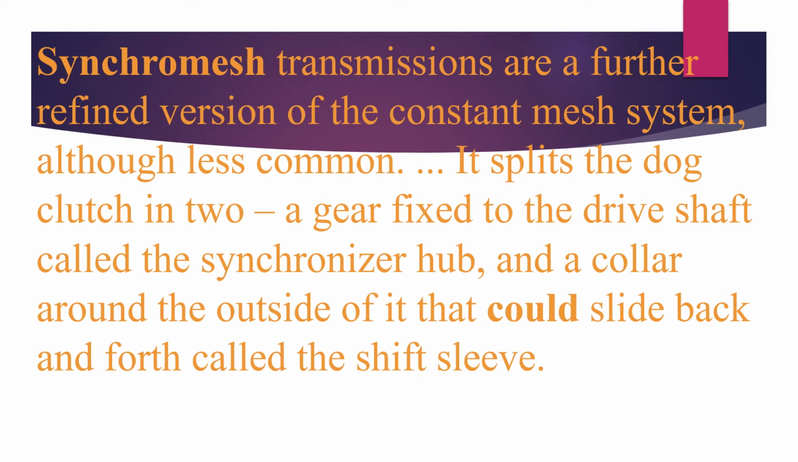This is the main difference between synchromesh transmissions and constant mesh transmissions. Here the dog clutch splits into two. There it will not split directly, it will support the gear.